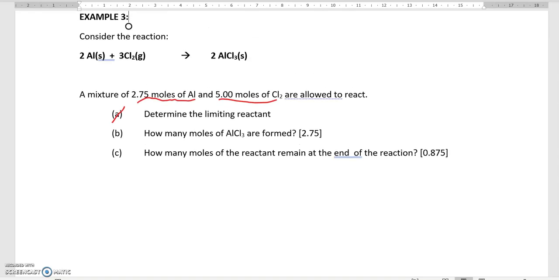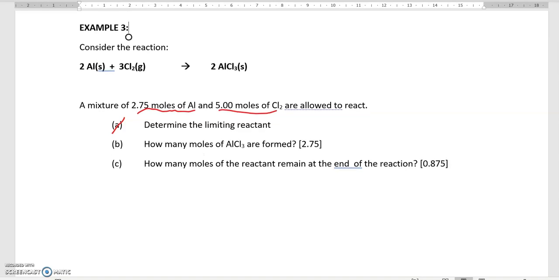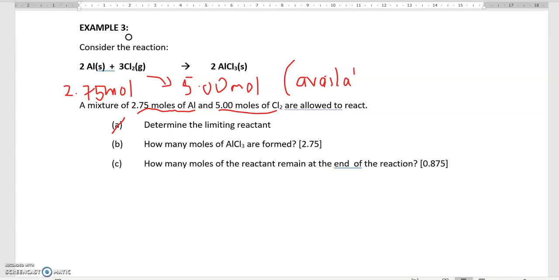Okay, so the first thing, we label the mole of aluminium and chlorine. So our mole is 2.75 mole for aluminium and 5 mole for chlorine. So the mole both given are labeled as available mole. So if we reacted together, we must identify who is the limiting reactant. We need to make a comparison in stoichiometry.